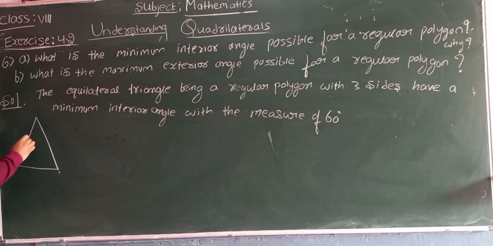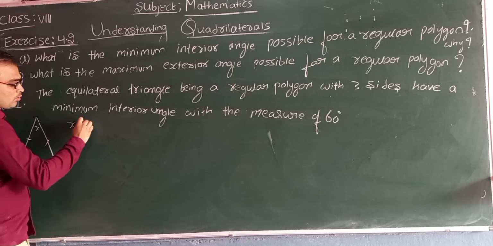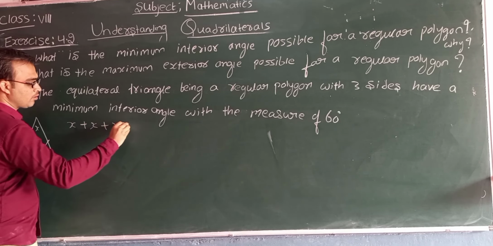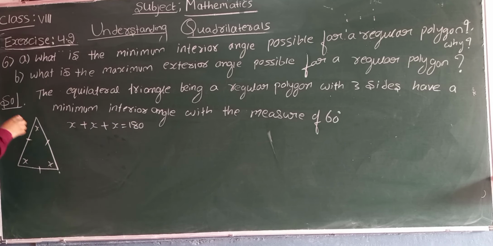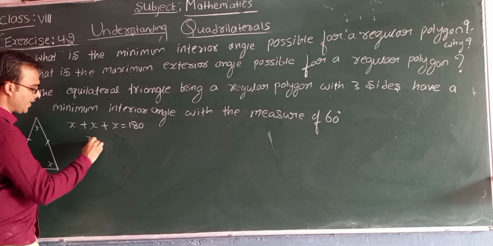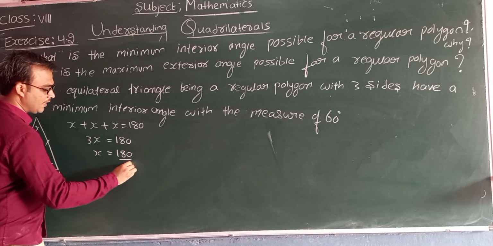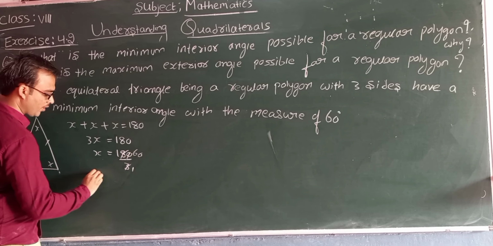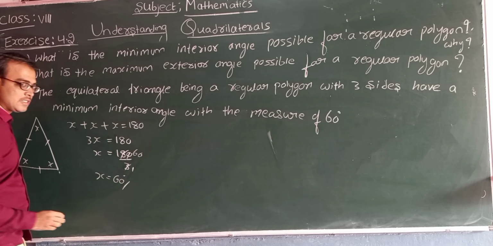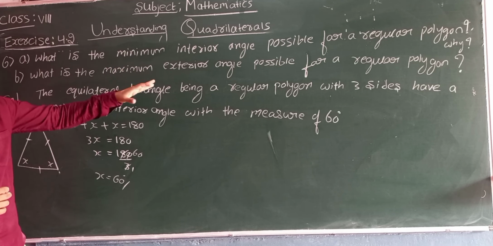Students, look at here. This is an equilateral triangle, meaning three sides are equal and three angles are equal. We have named the angle as x. So x plus x plus x equals 180 degree. Why 180 degree? Because the sum of interior angles of a triangle is 180 degree. So 3x equals 180 degree, x equals 180 by 3. That is 3 ones are 3, 3 sixes are 18, and 0 cancel, 0. So the equilateral triangle is the only regular polygon with the minimum interior angle of 60 degree.